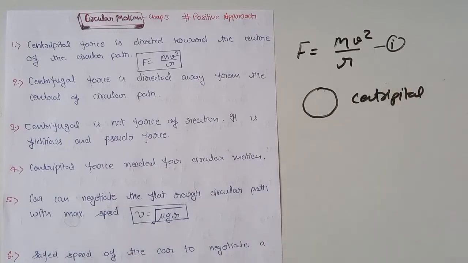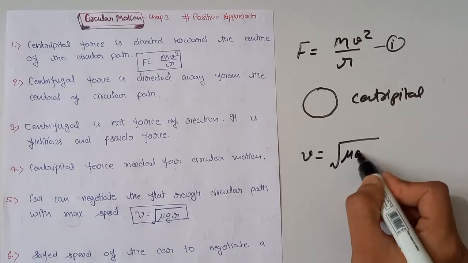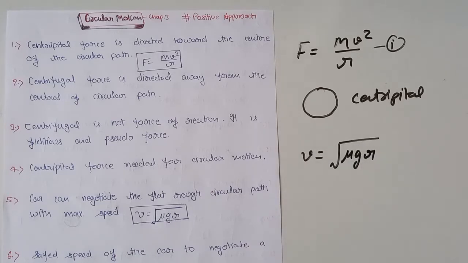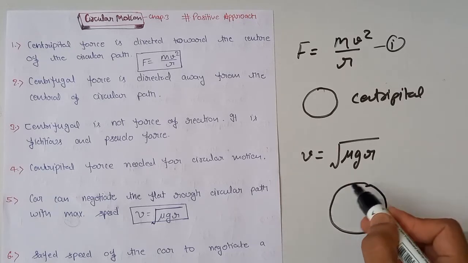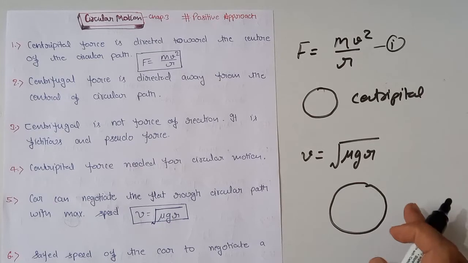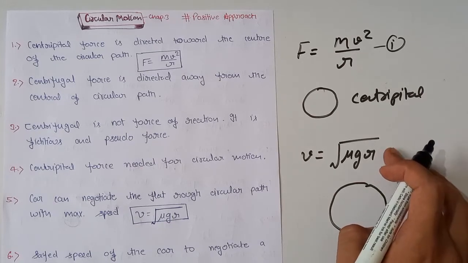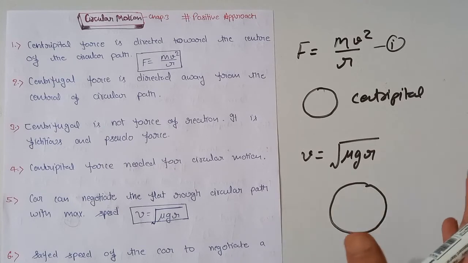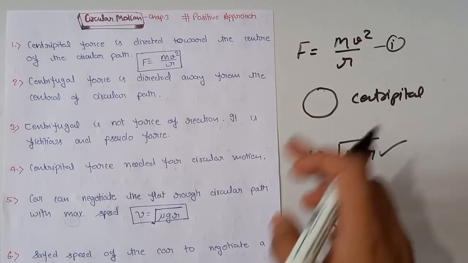Our next key point is that a car can negotiate a flat rough circular path with maximum speed v is equal to under root of mu gr. If the velocity of the car at any turn increases beyond this value, then the car goes outside of the road, and it is the maximum speed of the car on a circular path.